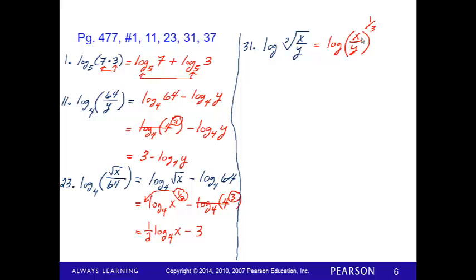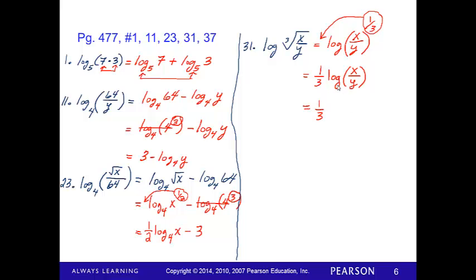Then from there, before we can still use the properties of the quotient, we have to take care of this 1/3 power. So the exponent 1/3 is moved in front of the log, so it becomes the coefficient. So we have 1/3 log of x divided by y. Now the quotient of x divided by y is not raised to a power that's in our way. So we have 1/3.